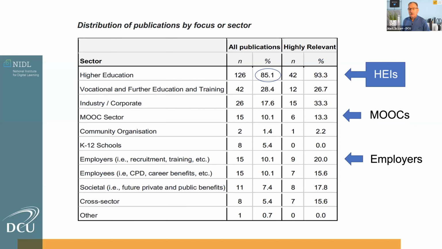I have an eye on the time, so I'll keep pushing on here quickly. 85% and 93% of the highly relevant sample were dominated by publications with a higher education institutional focus. What I mean by that is typically universities. Despite MOOCs being very important in this space, as I'll elaborate shortly, only about 10 to 13% of the publications reflect any initiatives by MOOCs. And you can see employers and other stakeholders are relatively minor as far as the focus of the publications in the literature. So some clear gaps, if you like.